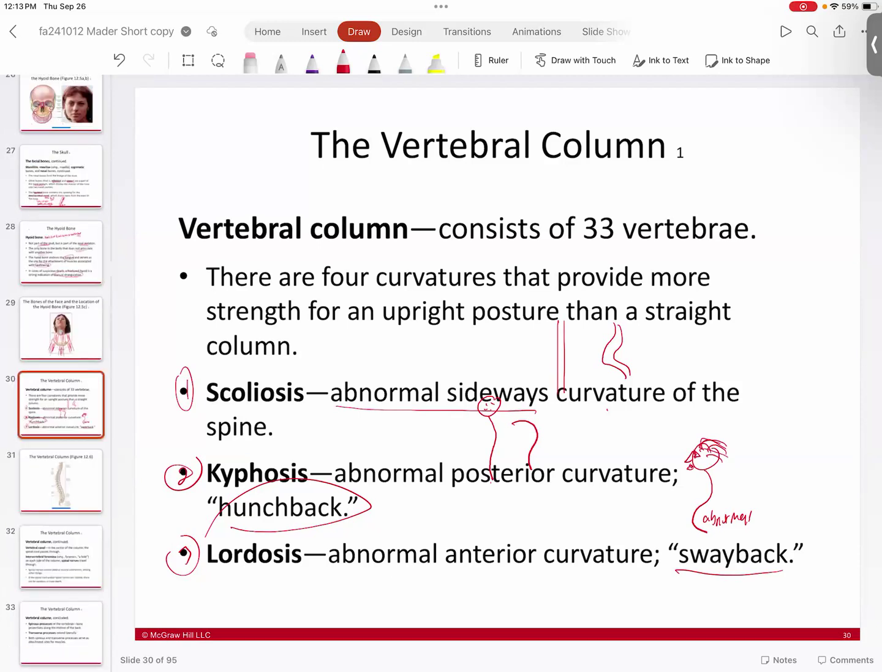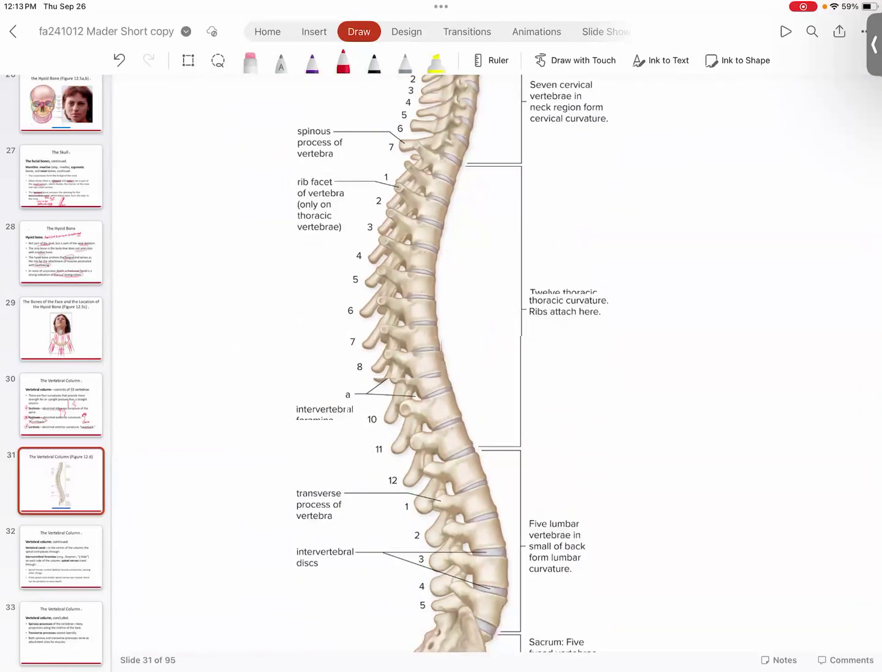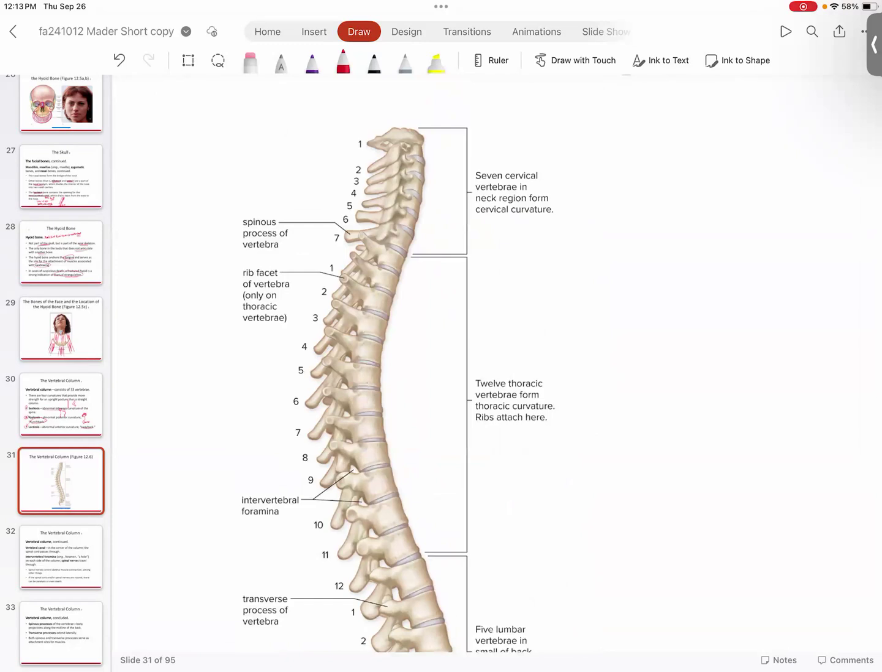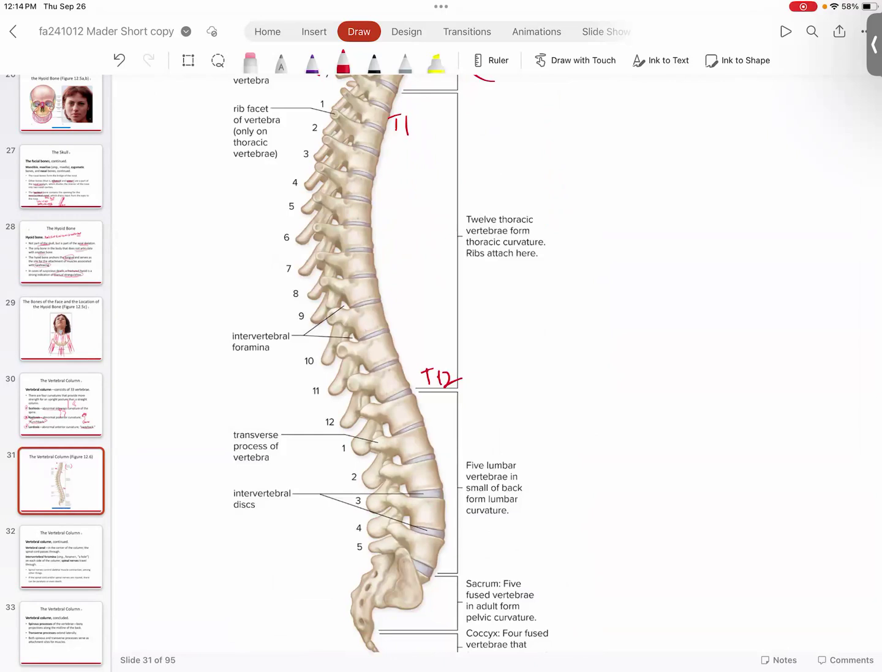So those are some major curvatures. Here's what it looks like. You have this nice structure. You have 7 cervicals, listed as C1 through C7. Then your thoracics go down to 12, so that is T1 down to T12. And then the lumbars, you've got 5 of those, L1 to L5, and these are the ones supporting your lower back.